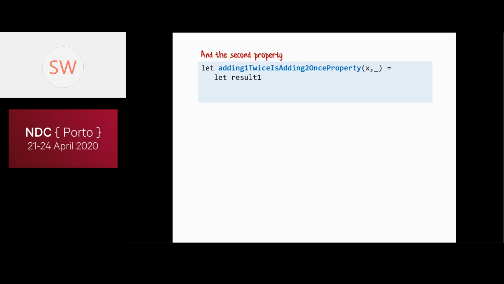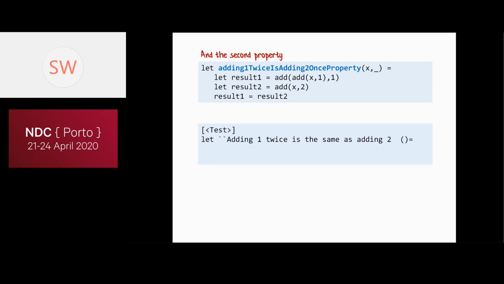So here's the second property. Now, we only need one of the two inputs, but here's the example written as a property. We add it once, we add it twice, and the answer should be the same. So it always returns a Boolean. These properties are always Boolean returning functions. And again, if we want to use it in a test, we take this Boolean returning function and we pass it into our property checking thing, which checks that property for 100 random inputs.